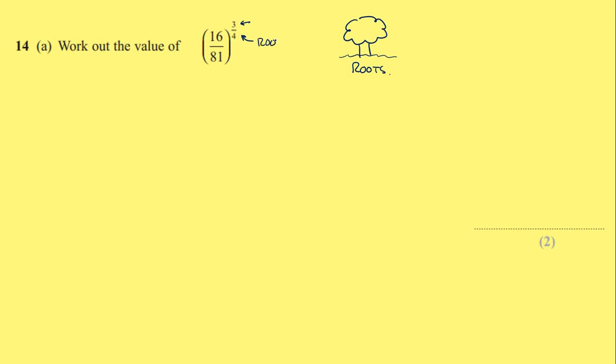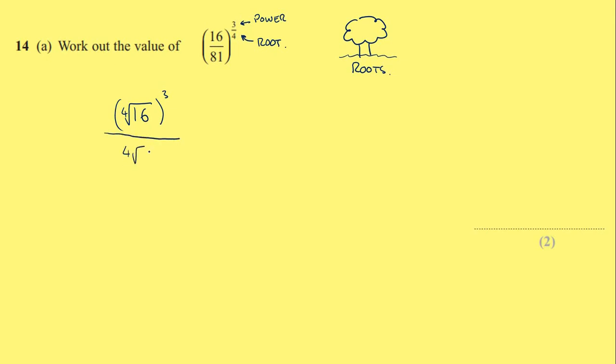The root in this power fraction is at the bottom. This means that we have the 4th root. This here is the power. So what we actually have is the 4th root of 16 all raised to the power of 3. Always, always, always do the root first. Otherwise, you'll be trying to do 16 cubed, which is massive, and then trying to 4th root it. It'll take you absolutely ages. I certainly wouldn't want to do it.